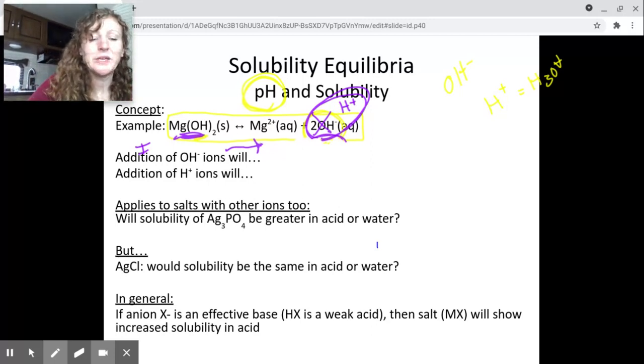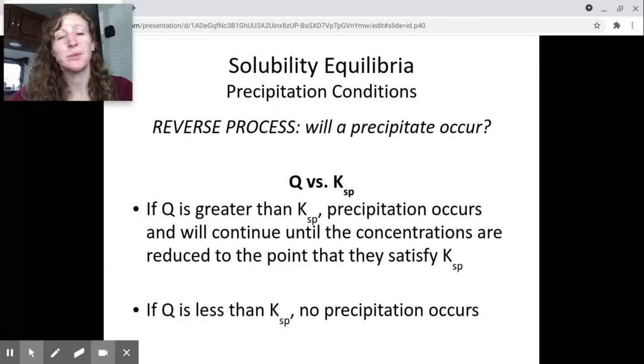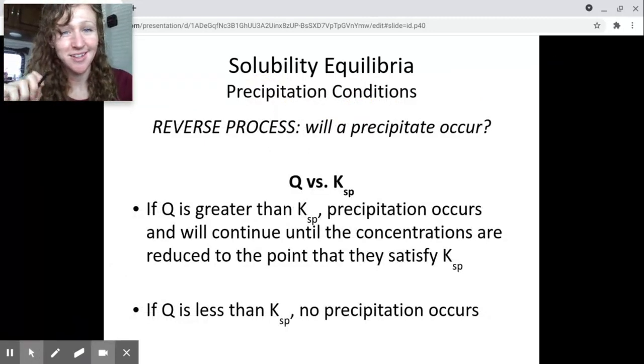Okay, all right. So we'll come back together and do some practice with that. And then we're going to get into precipitation conditions next time. So we're going to flip the equation. Instead of dissolving our salt, we're going to form our salt.